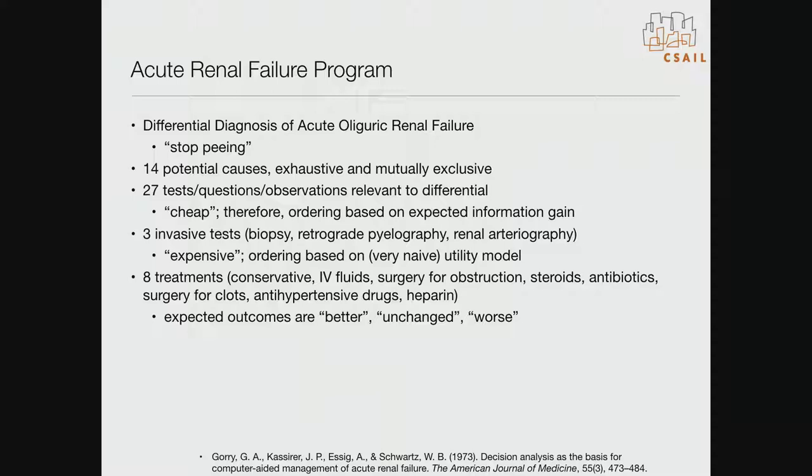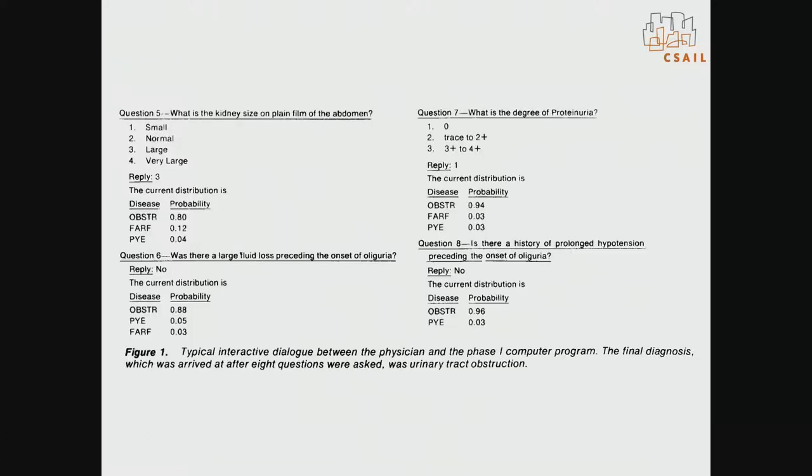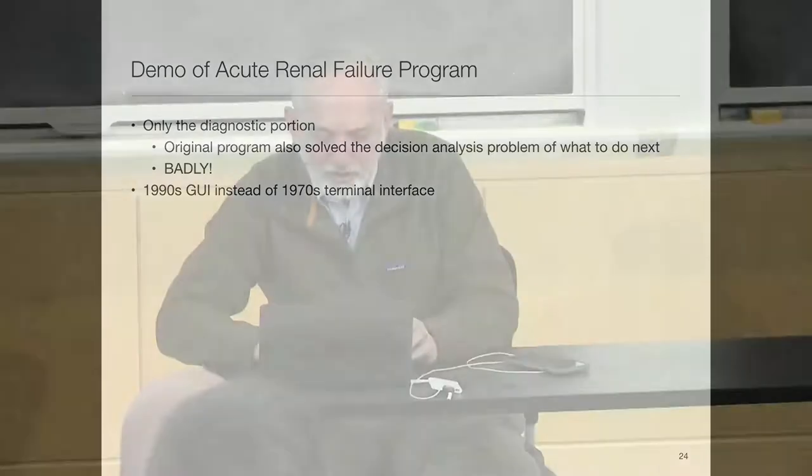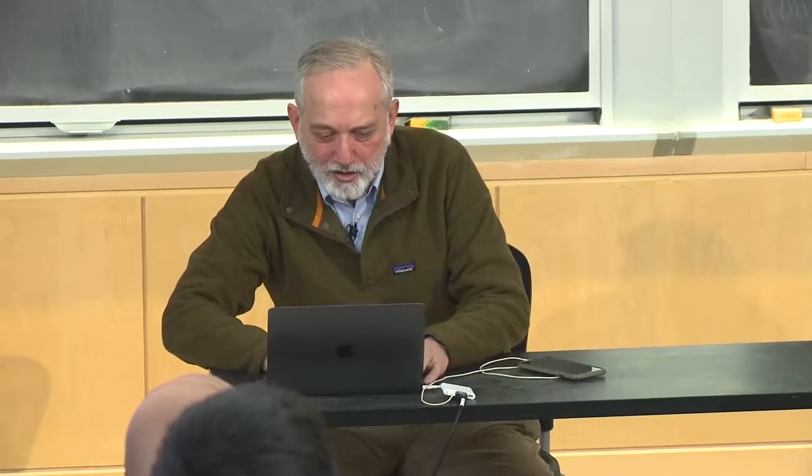Now, in the real problem, there were 3 invasive tests that are dangerous and expensive, and then 8 different treatments that could be applied. And I'm only going to tell you about the first part of this problem. This 1973 article shows you what the program looked like. It was, you know, a computer terminal where it gave you choices and you would type in an answer. And so that was the state of the art at the time. But what I'm going to do is, God willing, demonstrate a reconstruction that I made of this program.